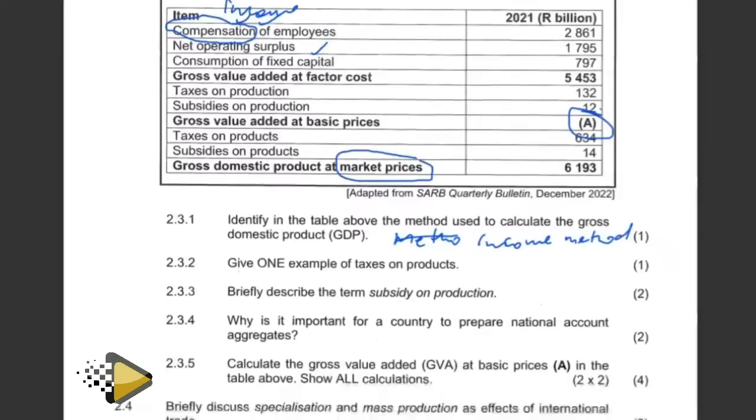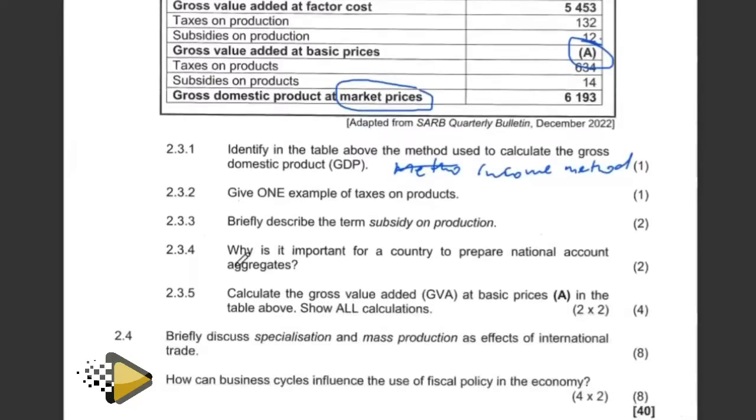Okay, right. So now let's move on to 2.3.2. It reads as follows: give one example of taxes on product. If we check taxes on products, we are going to have the likes of value added tax. We are also going to have import duties, and we are also going to have tax on exports. Okay, right.